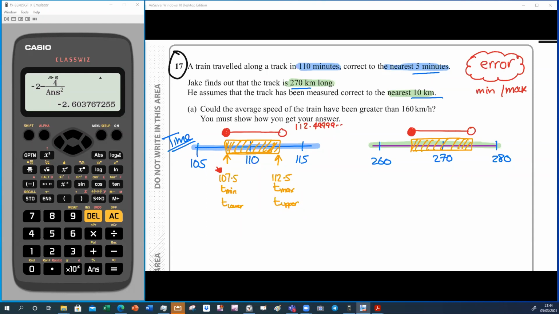So what is the minimum? What's that one called? The green one. The green one is distance, isn't it? So this is our distance. So Anaya, can you tell me the lower bound distance and the upper bound distance? 265 and 275. 265 is your distance lower. And that one will be 275, the distance upper. The maximum could have been up to that number.